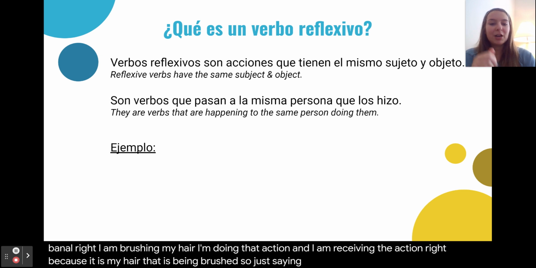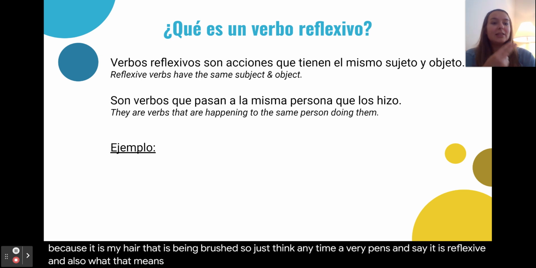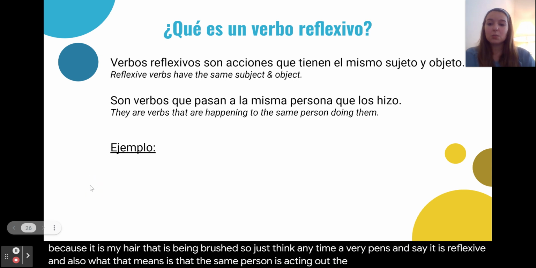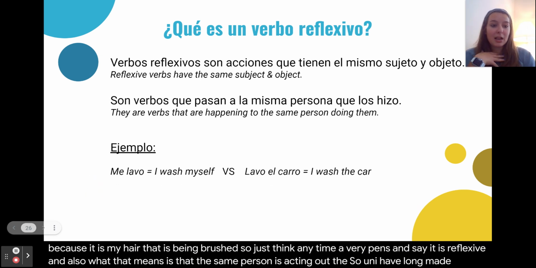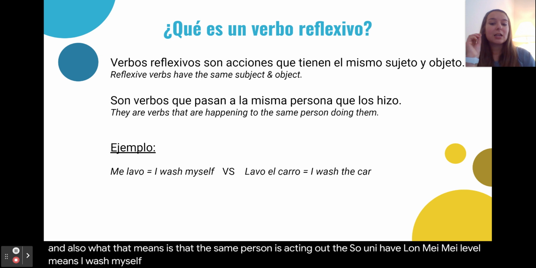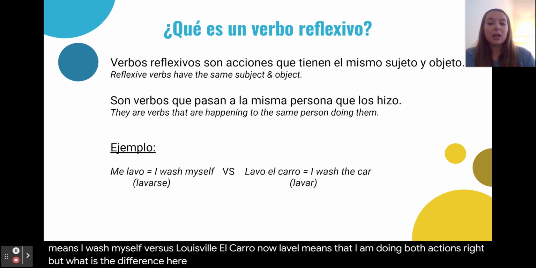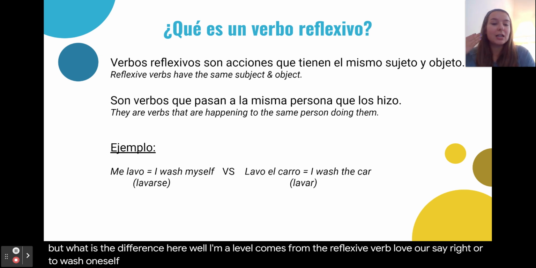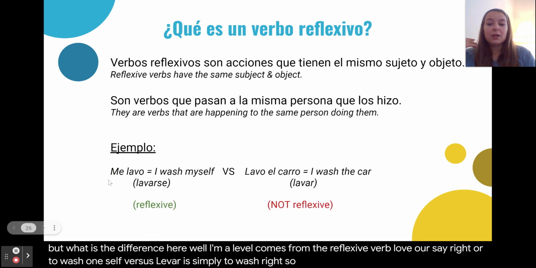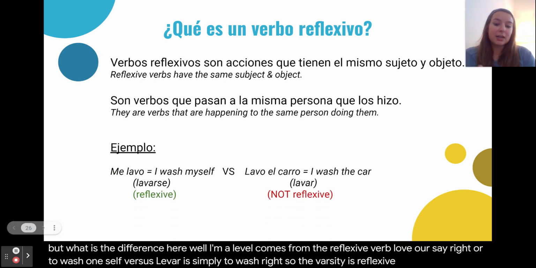So just think, anytime a verb ends in se, it is reflexive, and also what that means is that the same person is acting out the verb as is receiving that action. So, un ejemplo, me lavo means I wash myself versus lavo el carro. Now, lavo means that I am doing both actions, right? But what is the difference here? Well, me lavo comes from the reflexive verb lavarse, right? Or to wash oneself, versus lavar is simply to wash, right? So, lavarse is reflexive, lavar is not.